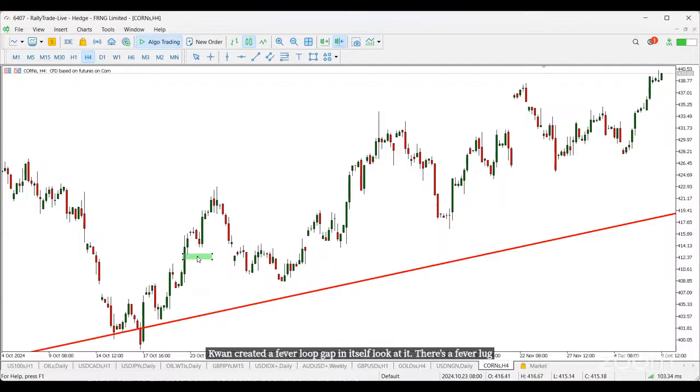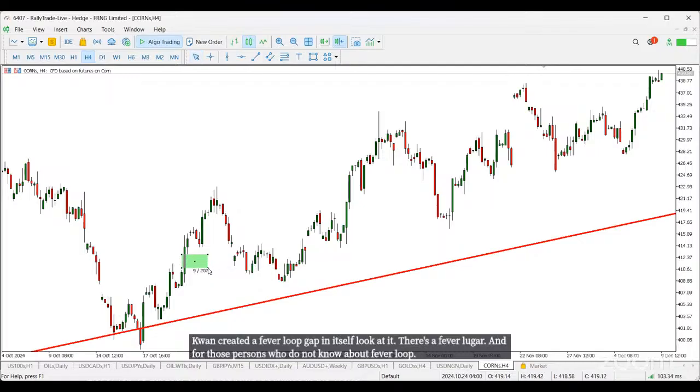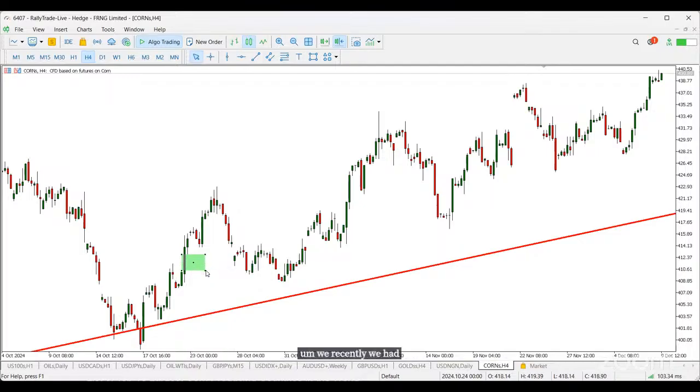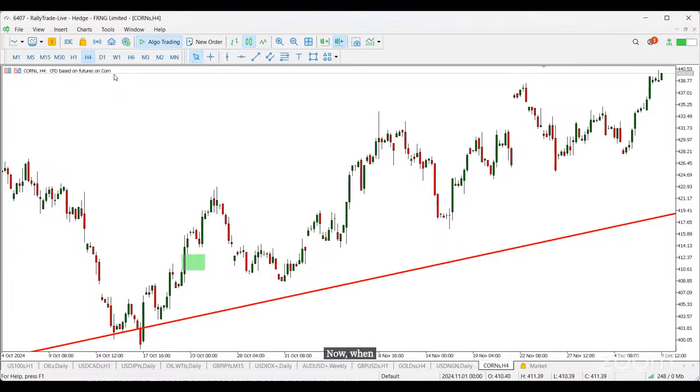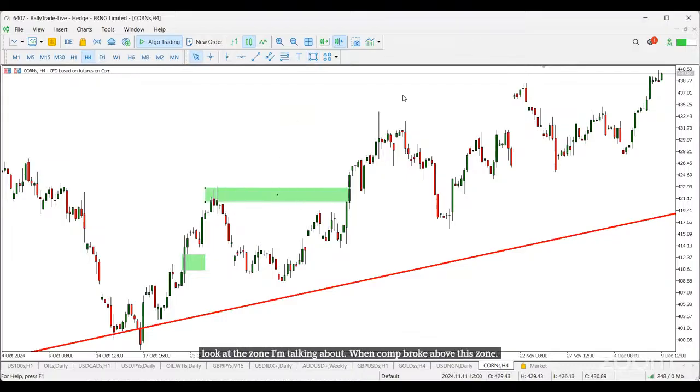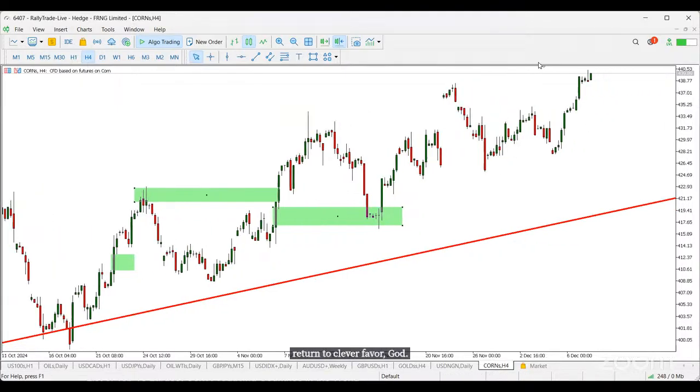For those persons who do not know about fair value gap, we had a session about a couple of months ago, and we'll be looking at it very soon when our SMC class resumes. So don't worry about that. But this gap here, you had corn returning to that place before pushing back to the upside. Now, when corn broke above this zone again, look at the zone I'm talking about, corn also still found a way to return and clear fair value gaps. Look at what it did. It returned to clear the fair value gap before it pushed up.